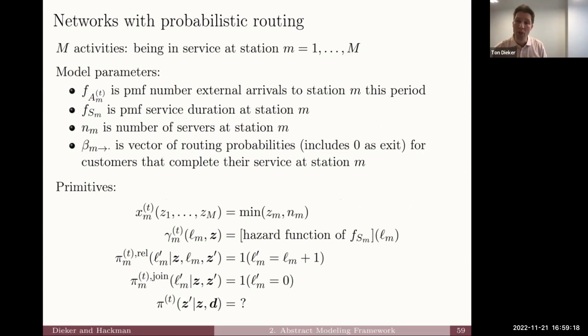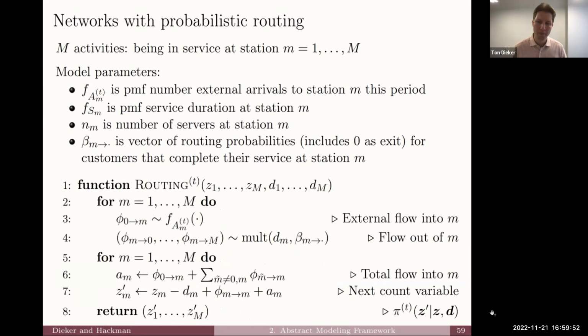For the network with probabilistic routing, this one is actually a little bit more general in the sense that we have general routing probabilities. Okay, the 5 primitives are shown here. We already went through the first one. These 3, you can think of as the standard ones, because as soon as you agree that you are going to keep track of the ages of everybody in service, then these 3 primitives are determined. So the remaining primitive that needs to be specified is this routing PMF primitive.